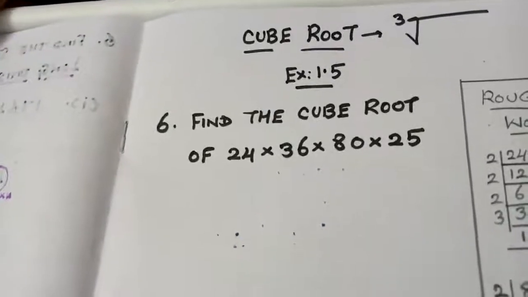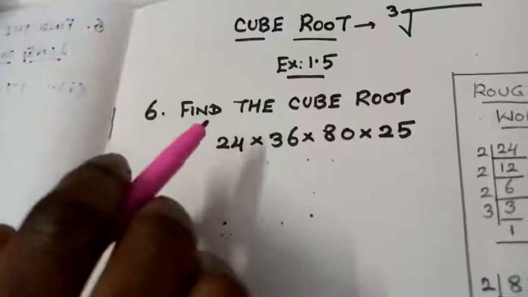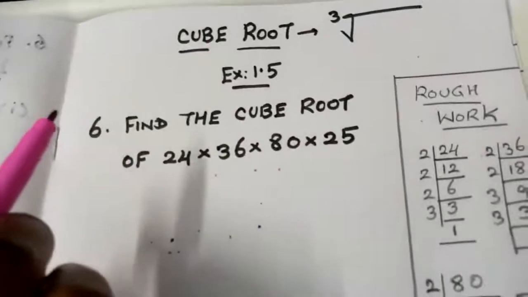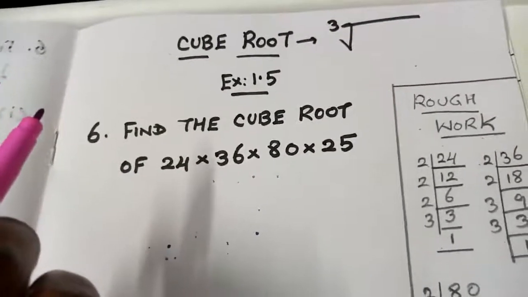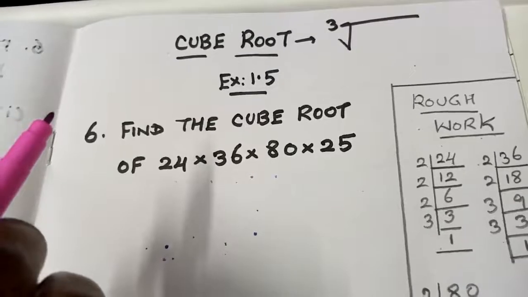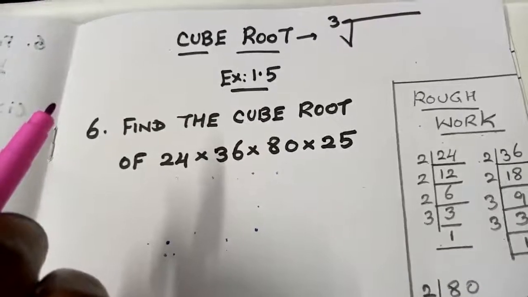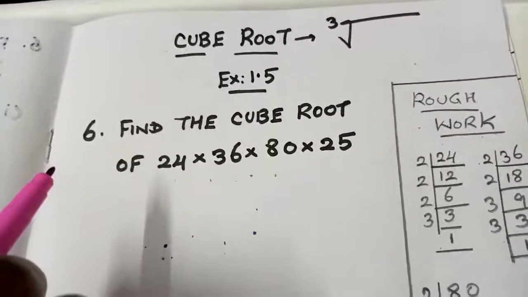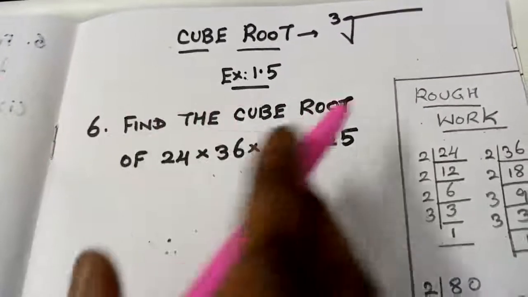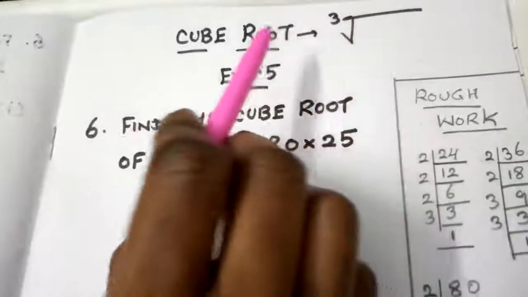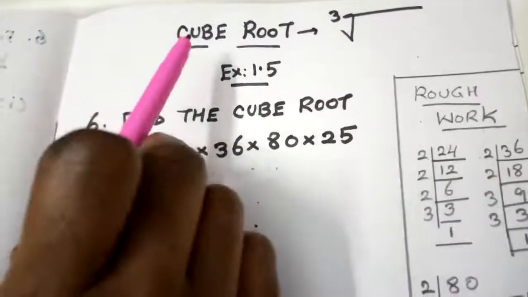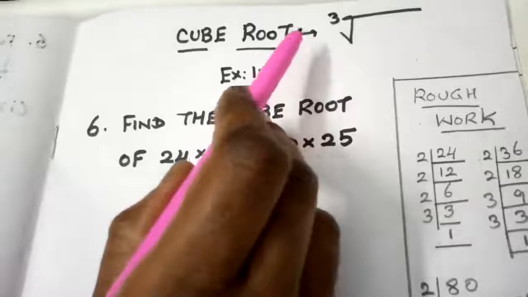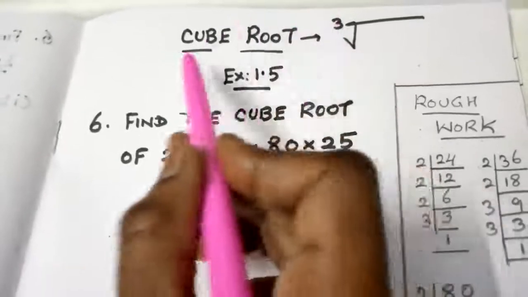Students, now we are going to find the cube root of the following numbers. The first one I have done was square root. I have done it using two methods, that is the prime factorization method and the long division method. Here I am going to use only the prime factorization method, that is I am going to find the prime factors. Cube root, what is the meaning of cube? Please keep this in your mind. Cube means 3. You are going to keep this in your mind, cube root.